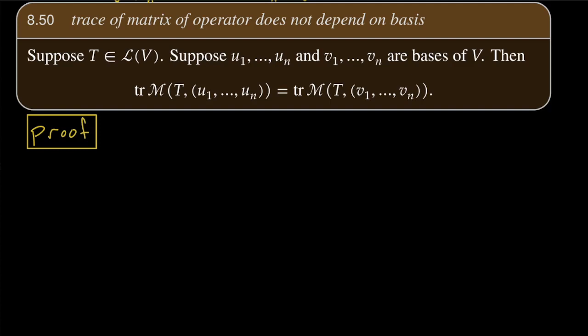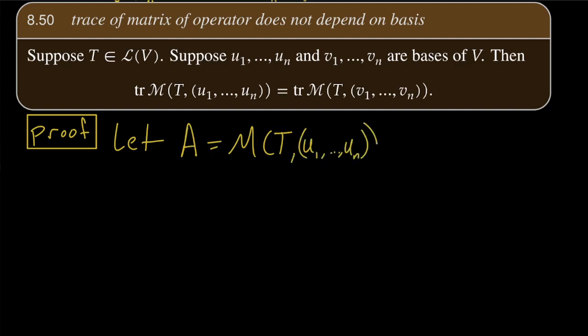So, if we want to prove this, it's not too bad. Here's all we need. Let's let, for convenience, A be the matrix of T with respect to the basis u1 through un. And let's let B be the matrix of T with respect to the basis v1 through vn. Just for convenience, so I don't have to write these matrices every single time, right? Okay, here's the easy one.